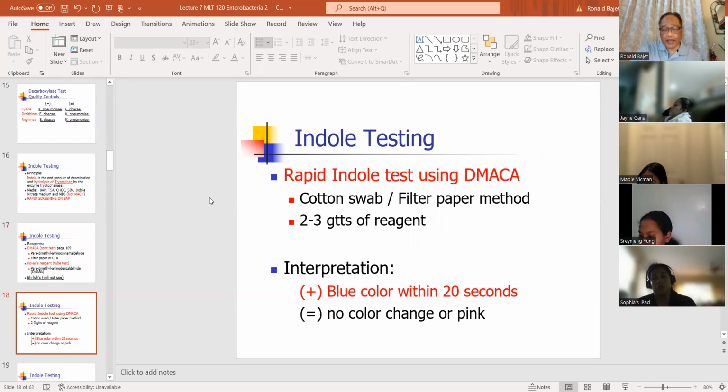The rapid test, like I said, take a cotton swab or smear colony on filter paper and add 2 to 3 drops of the reagent of the dimethylamino-benzaldehyde. What we have are pinch vials, these little vials. You pinch it and it releases the reagent, and then you squeeze drops out of it. So that's the indole test. And then what you do is you look for a blue color.